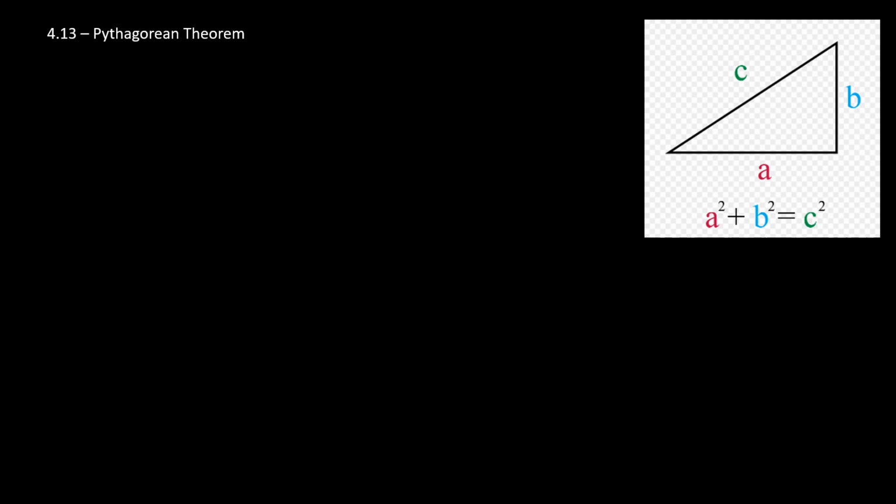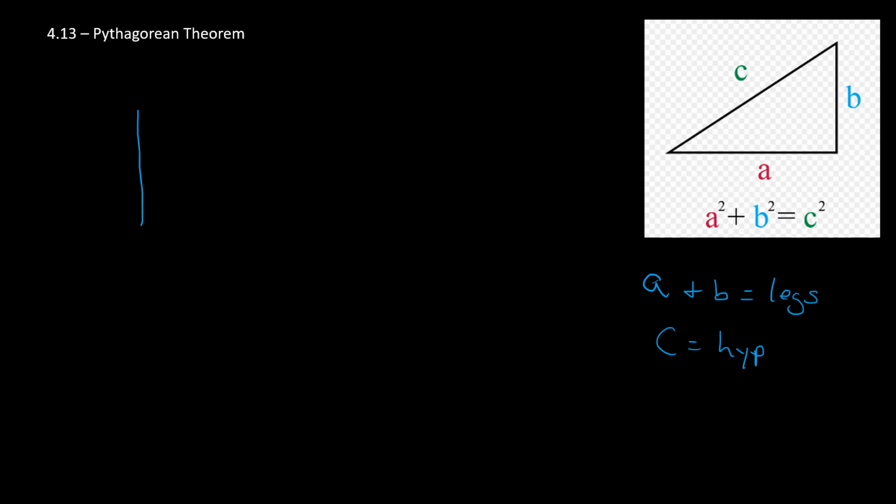You guys will remember the Pythagorean theorem is a squared plus b squared equals c squared, and that's where a and b are the legs and c is the hypotenuse. Okay, so let's go ahead and do an example problem here.